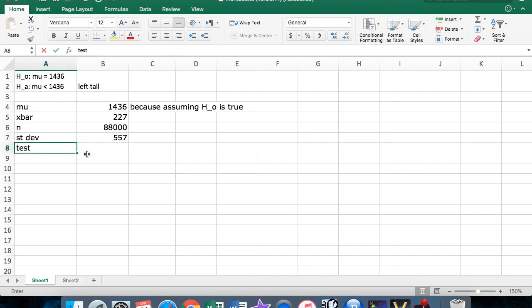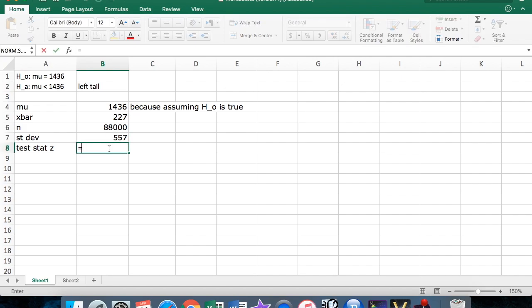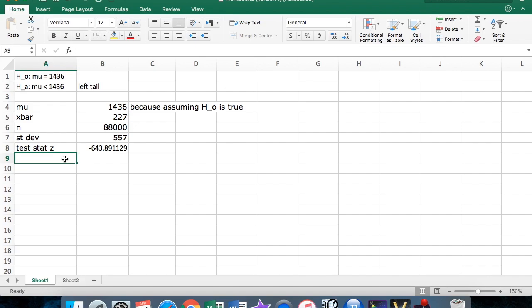Okay, so now we find my test statistic. Now, does the central limit theorem apply? Well, is n greater than 30? Yeah, definitely. And our population standard deviation is known, so it is definitely a z-test. Okay, so let's find our test statistic z. What we do is we take my x bar minus mu divided by, open parentheses, standard deviation divided by the square root of n. And there you go. So my test statistic is a very large negative 643.